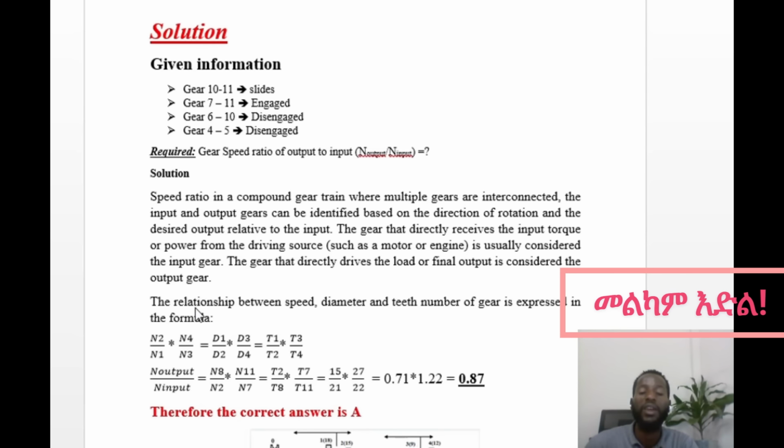ሌላ ማወቅ ያለብን the relationship between speed, diameter and teeth number of gear. So የጊር ስፒድ diameter of the gear plus the teeth number of the gear ያለው ሪሌሽንሺፓቸው ምን አይነት ነው፣ ይሄን በትክክል ማወቅ መቻል አለብን። So here we have the relationship between this speed, the diameter as well as the teeth number for gear.